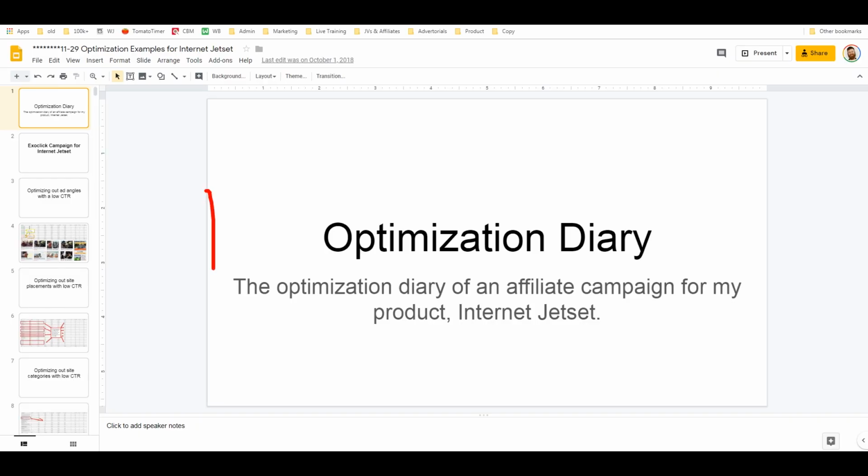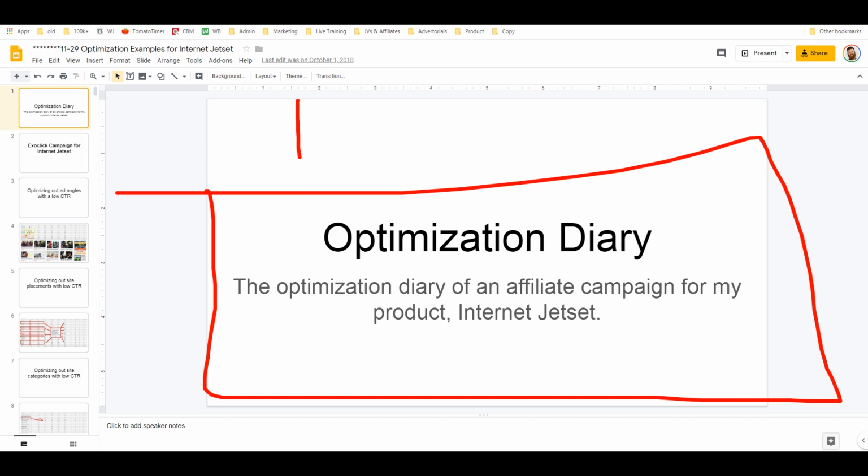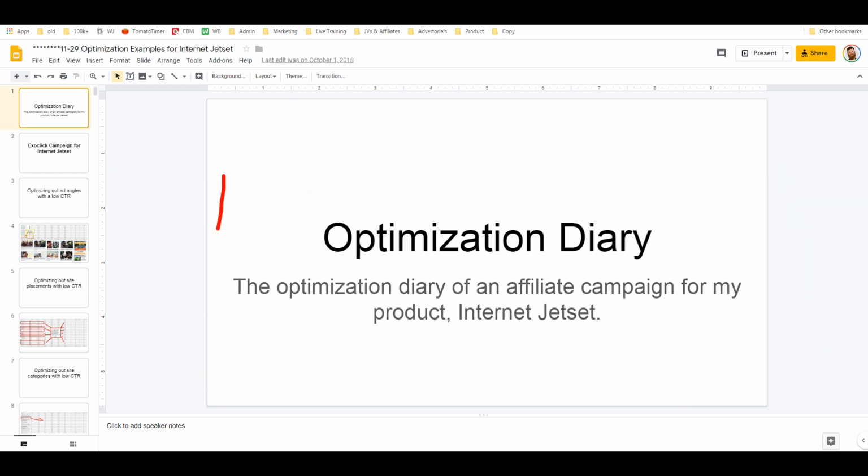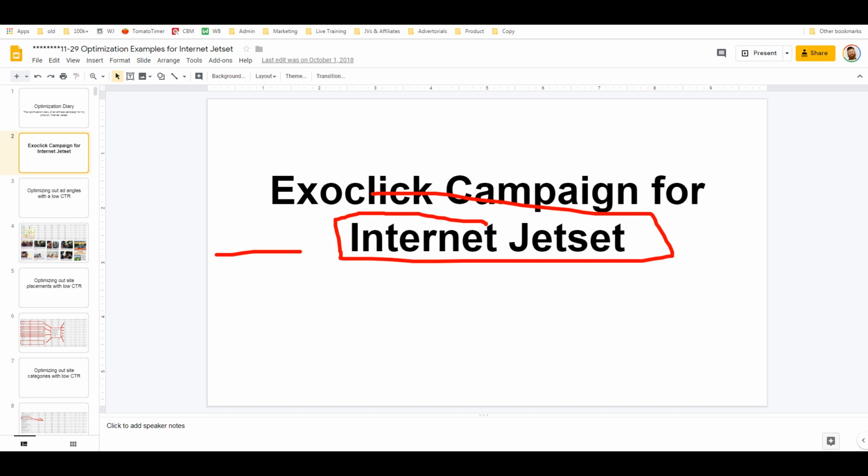Now, I do what's called keeping an optimization diary. So when I'm trying to figure out how to market a particular niche, I literally diary about my efforts of marketing my product. I'm going to go through a couple different examples of marketing my own product, which was an ebook at the time called Internet Jet Set, back in 2017. This is the last time I kept an optimization diary because I was just trying to get this up and going. I detailed every optimization I did so I could look back over things and work towards getting that marketing profitable.